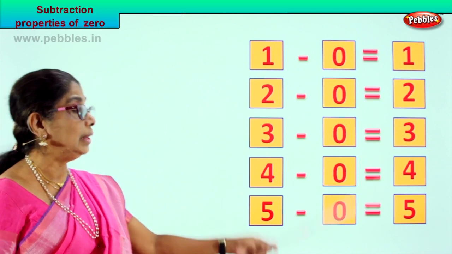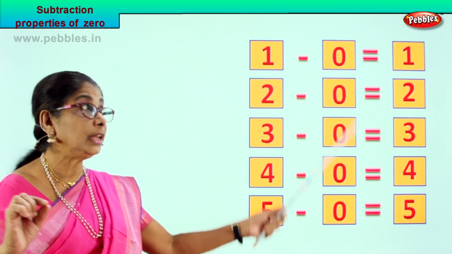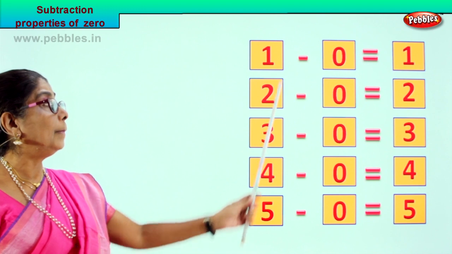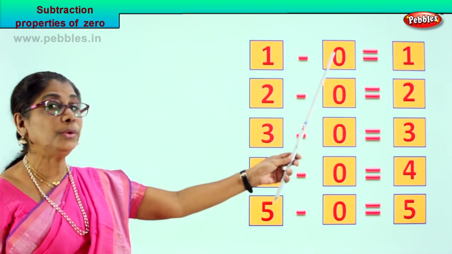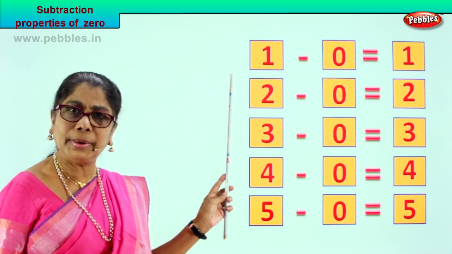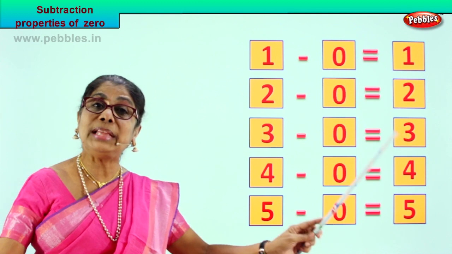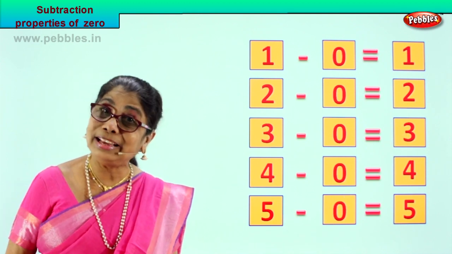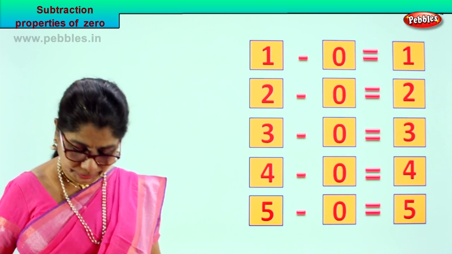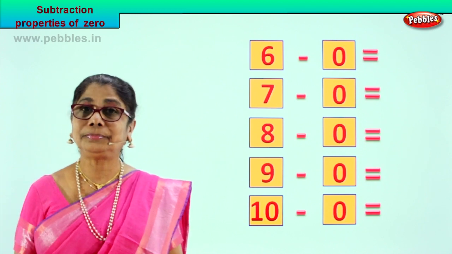So what have we learned here? We learned the subtraction property of 0. Any number minus 0 is equal to the number itself. Is that clear for you? Good. Shall we go to our next exercise? Good. Let's look here.